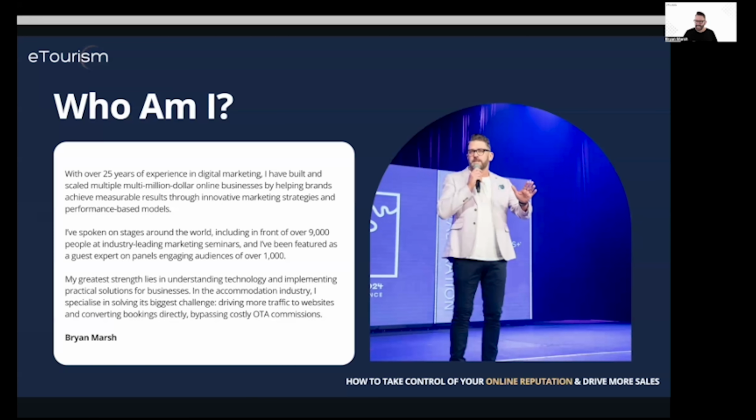Our focus today is more independent and smaller hotel groups. For me, I love marketing. I love technology. I think one of my greatest strengths is being able to take technology and implement it into a business to help a business. And I've been doing this for 25 years, and I've spoken on stages with 9,000 people where I'm talking about sales and marketing and funnels and things like that. So I love it.